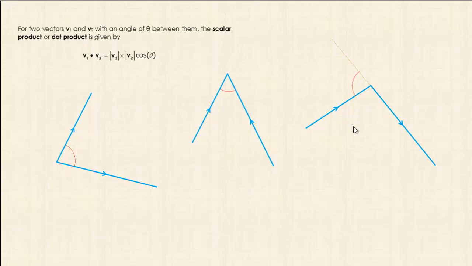Although very often we don't need to know this distinction because we're often asked for the acute angle between two vectors. So if we do the dot product and we get an acute angle, that's the answer. If we do the dot product and we get an obtuse answer, then we just do 180 take away that answer.